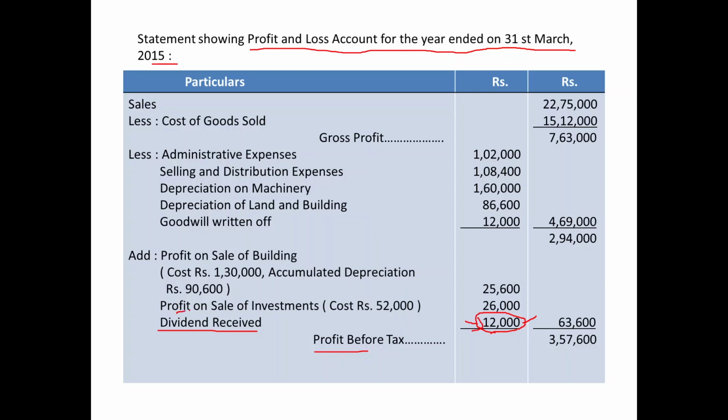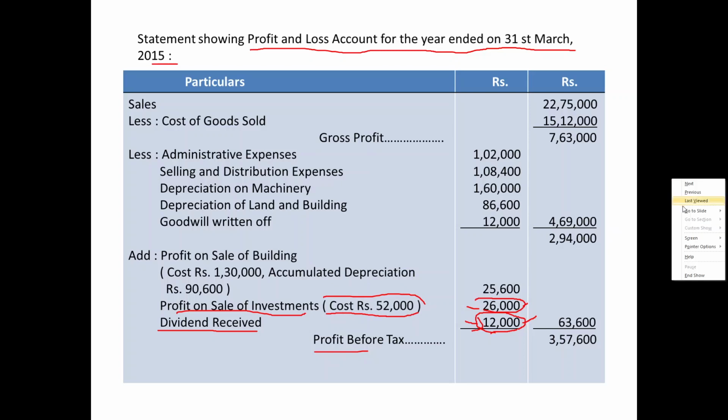Profit on sale of investment: cost rupees 52,000 and the profit amount is 26,000. So whatever the profit that took place due to sale of investment, that profit of rupees 26,000 has been credited to the profit and loss account by the company. So what is the selling price of this investment? Because we need the selling price to report it in the cash flow statement. Investment has been sold, so under Title B we have to report the selling price of this investment. See, cost was 52,000 and the profit amount is 26,000. So 52,000 plus 26,000 gives 78,000 as the selling price of this investment.